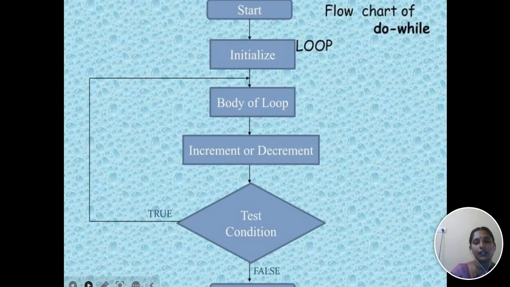If the test condition is true, then it will go to the body of the loop. If the test condition is false, then control skips to the last statement, then the program will exit.